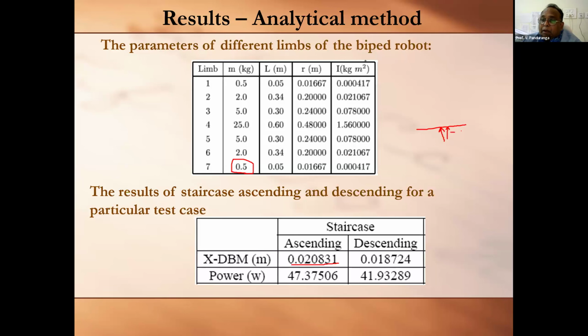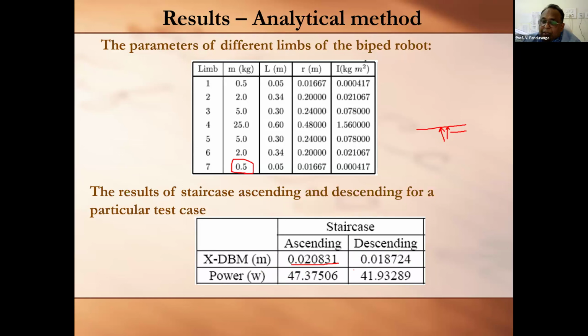Okay, this is your dBm value. And descending it is 0.018. So if you compare this value, descending gait is having lower dynamical balance. And coming to the power, ascending gait has consumed more power.